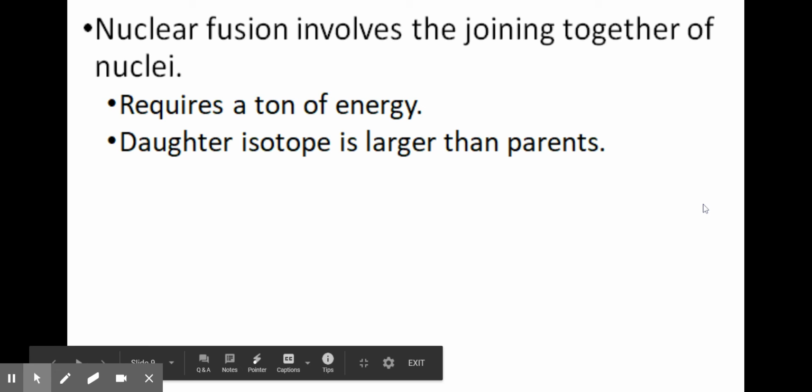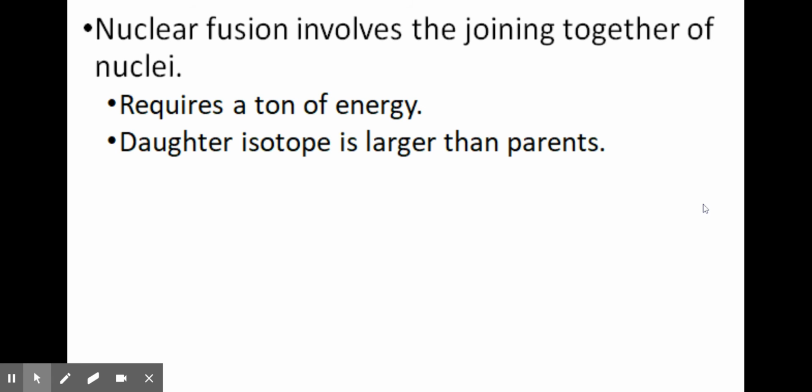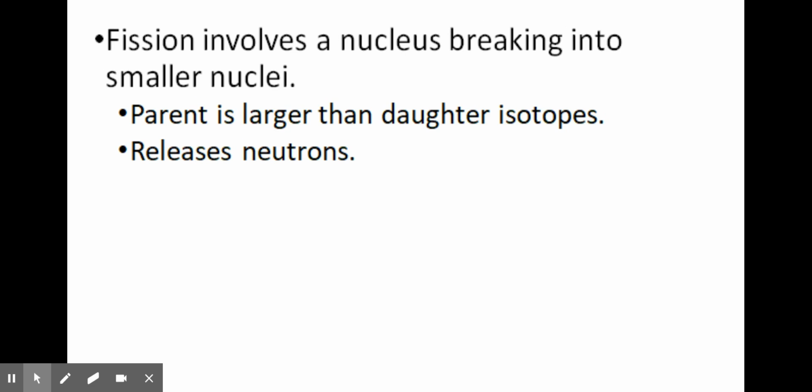Okay. Nuclear fusion involves the joining together of nuclei. This requires a ton of energy, and we will normally see our daughter isotopes being larger than the parents. That's what you should be seeing, okay? So the masses and atomic numbers on the right-hand side of that equation or reaction should be larger, okay?